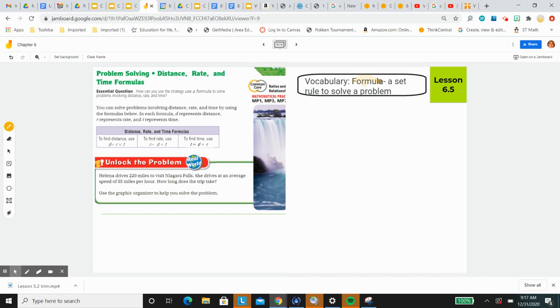This word formula is a set rule to solve a problem that I've just highlighted for you. It's a set rule. So like when you think about rules at school, like we're not to run in the hallways. That's a set rule because if we run in the hallway, we might fall and get hurt. We don't want that to happen, or somebody else might fall and get hurt. So a rule is something that is just set in motion. It's just the way that it is. Like in science, there's a lot of rules that are set in motion that are what they are. In math, we also have a lot of formulas. So we're going to learn this when we get to units of algebra because that's when we use these formulas.